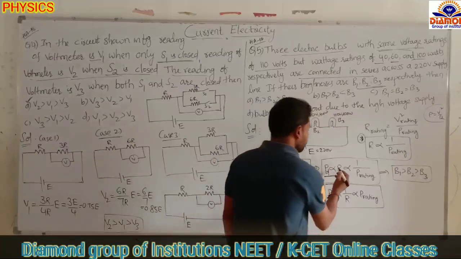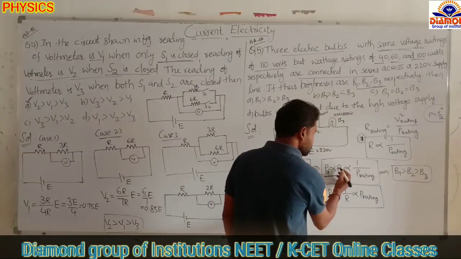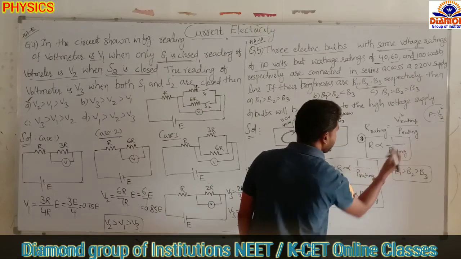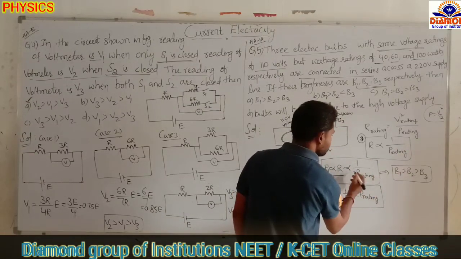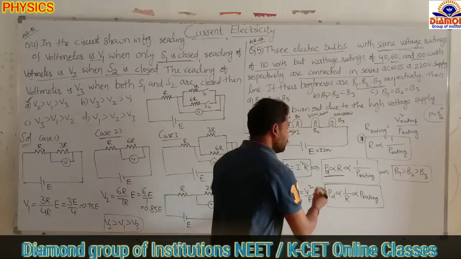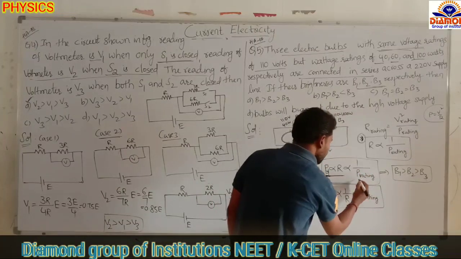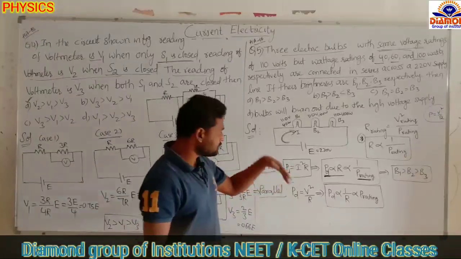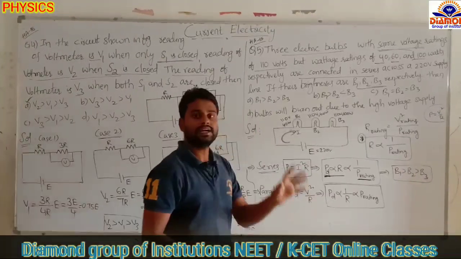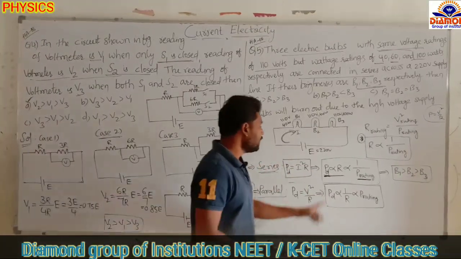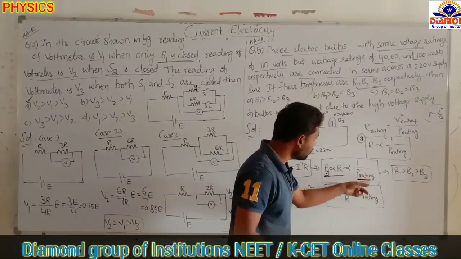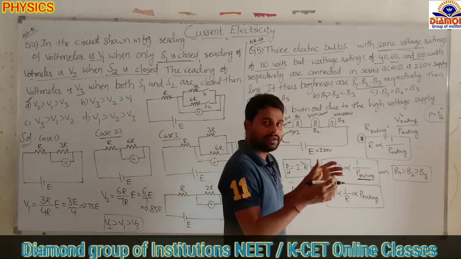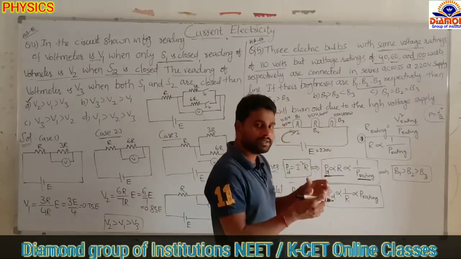So here power dissipation is directly proportional to the resistance, and the resistance is inversely proportional to the power rating. So I am writing here: resistance is inversely proportional to the power rating. From this, power dissipation is inversely proportional to the power rating. The bulb dissipating more power will glow brightly. That means the bulb which has the higher rating will dissipate less power, so the brightness of that bulb is less.